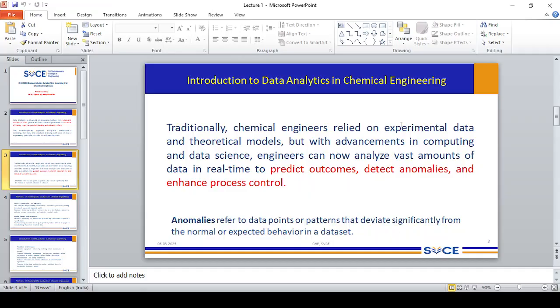Because the ultimate aim, by collecting a lot of data, is that we could be able to predict the behavior of the data. That is very important. So once you predict the behavior of the data, that will help us to estimate the outcomes, predict the outcomes, and enhance the process control.